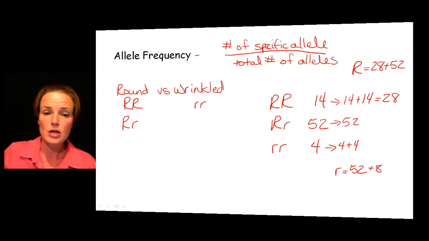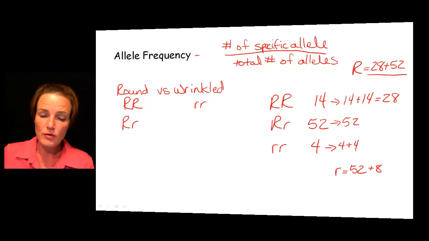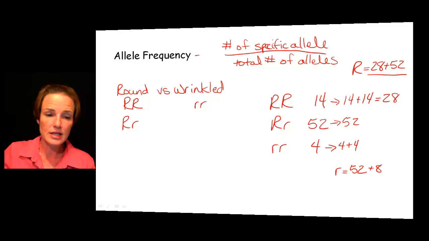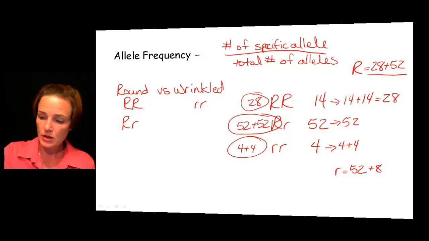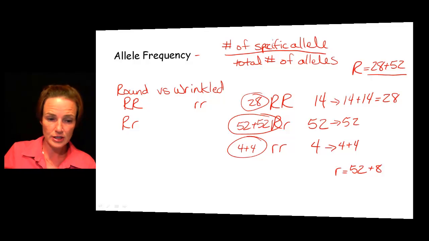So let's do that. For all of them, if we add them together, keep in mind that we're getting 28 total alleles from these guys. We're getting 52 plus 52 from these, and we're getting 4 plus 4, or 8, from this one. So let's add those up. So I've got 28 plus 52 plus 52 again plus 8. I'm coming up with a total of 140 alleles.